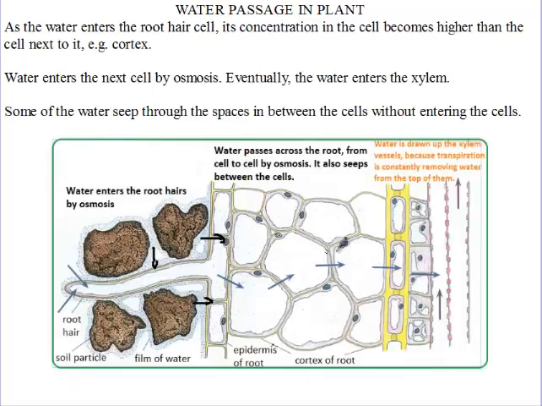So here, gradually, the water will move from the cortex and then eventually enter the xylem by the process of diffusion. And then don't forget, other water molecules also seep through the intermolecular spaces or intercellular spaces and then eventually enter the pits and get into the xylem.